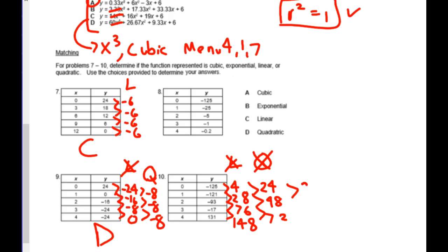24 up to 48 is 24. 48 up to 72 is also 24. The third difference is the same. That's cubic. Woo.